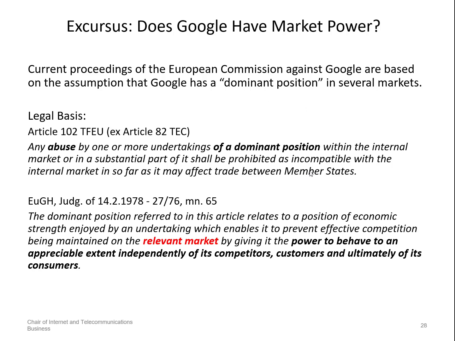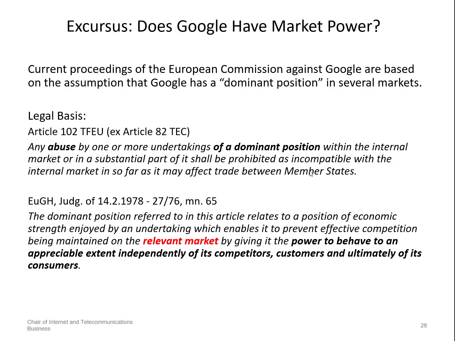Further, there's a small deviation here where we're going to discuss: does Google have market power? Current proceedings of the European Commission against Google are based on the assumption that Google has a dominant position. The legal basis has been Article 102, which is one of the fundamentals of the European Union.